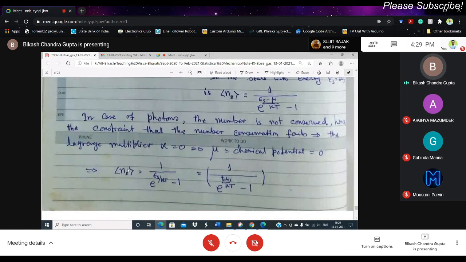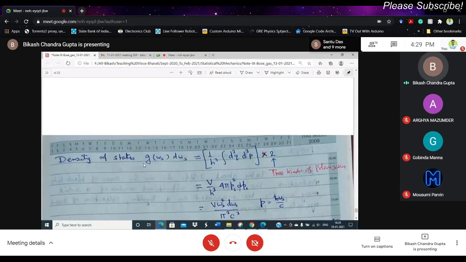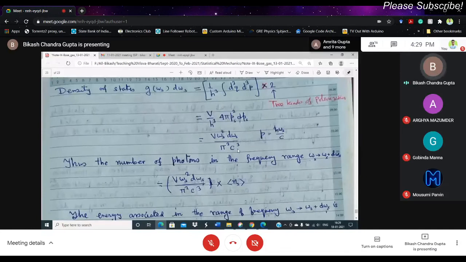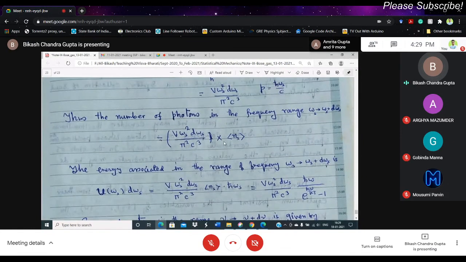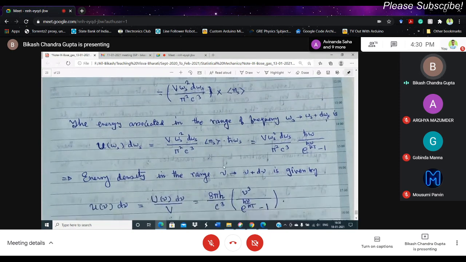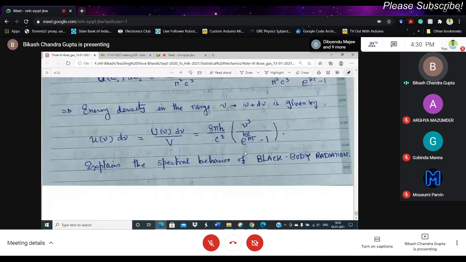And once you know this, you need the density of states, right? From the phase space you get the number of states, multiplied by 2 because of the two kinds of polarization, and get the density of states. Then multiply the density of states by the average number of particles in the states, each one having energy h-bar omega, and integrate over. That's how you get the energy density.